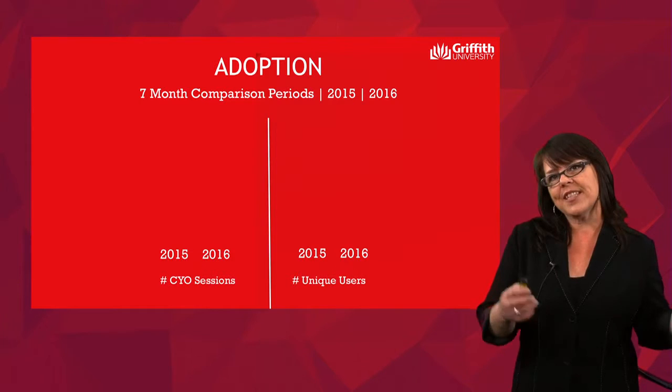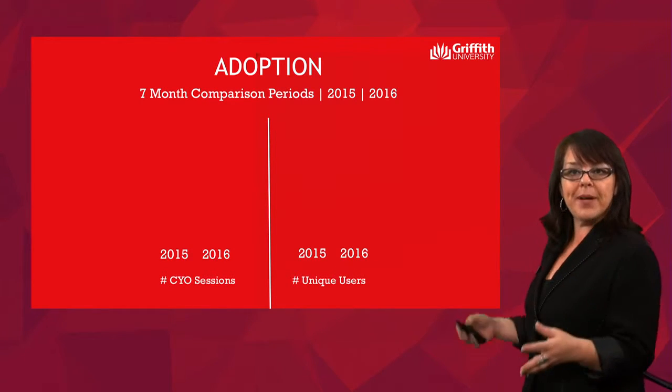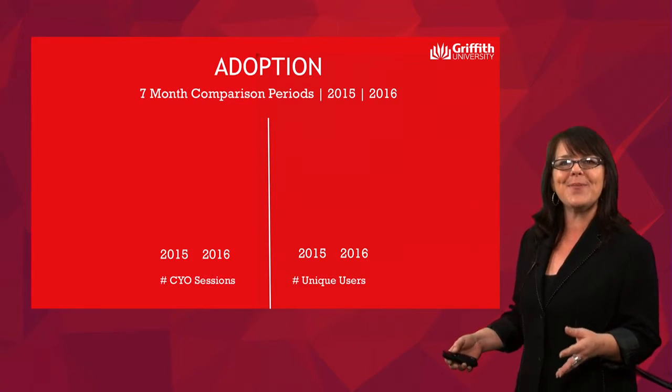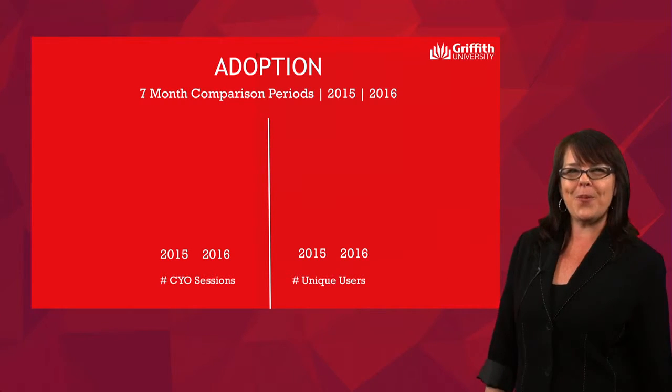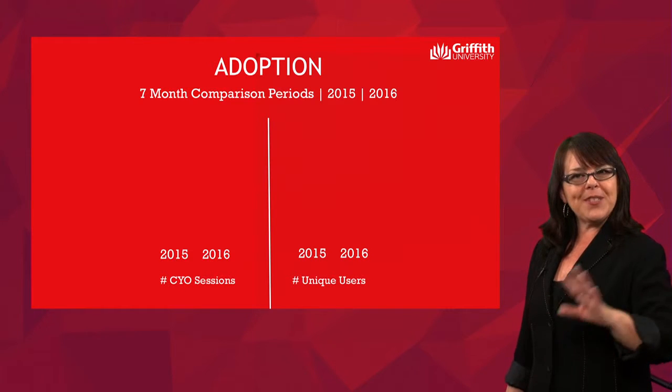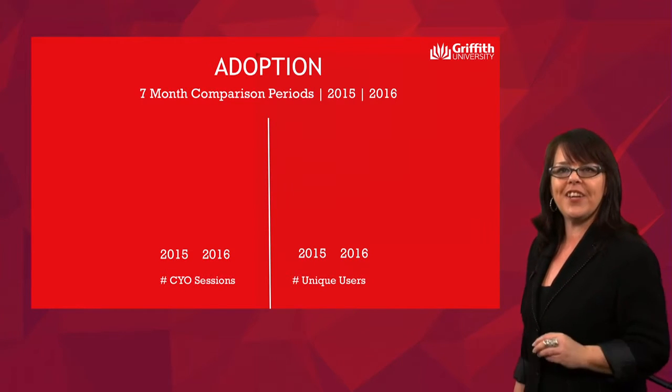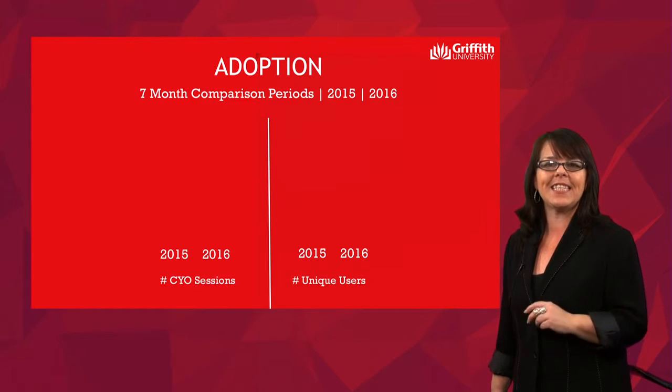Let's look at adoption. What we did here was look at the last 7 months of last year and compare it to a 7-month period this year as well, in which we had 4 core CYO studios operating, and that way we were able to compare sessions and unique users, which are real key indicators for us.